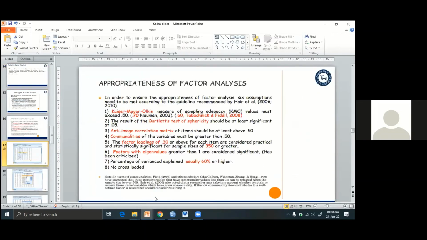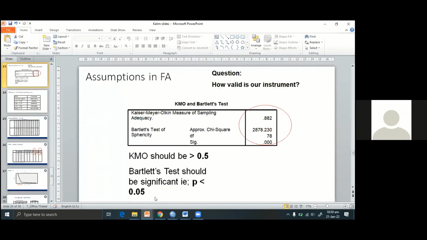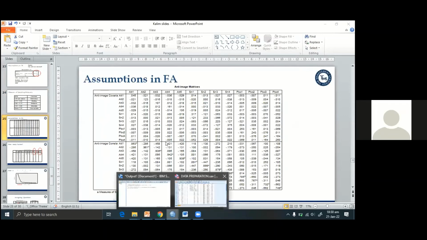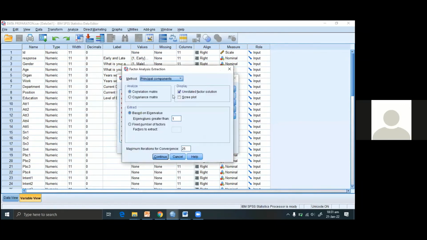These steps are also there in this slide. It will be shared with you. So this table will come. So we say okay, continue. And then we go to Extraction. And here there are many options. Each option has its own requirement. However, we are selecting Principal Component. And based on eigenvalue, that is by default one, selected, we continue.